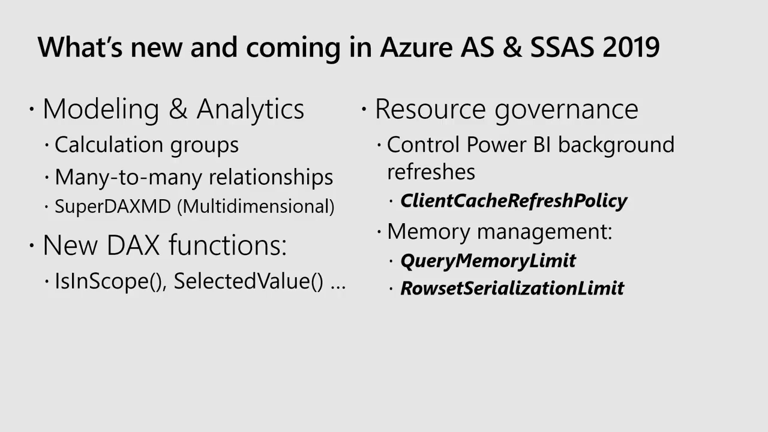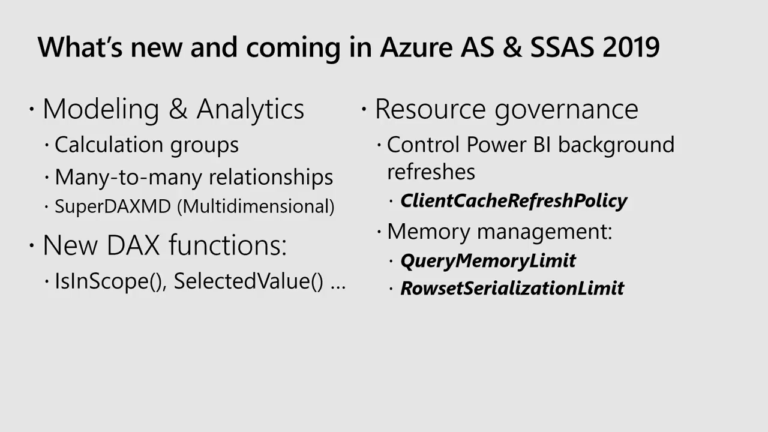So you can set the client cache refresh policy to disable background cache refreshes from Power BI when you have, like your scenario, a semantic model that is reused across hundreds of reports, and then every time you do a refresh, especially if you do refreshes during the day, in Analysis Services, Power BI will try and refresh all its tile caches, and it will bombard your server. So you can switch that off with the client cache refresh policy. Memory management helps protect the server from runaway queries and these big extract queries with millions of rows.